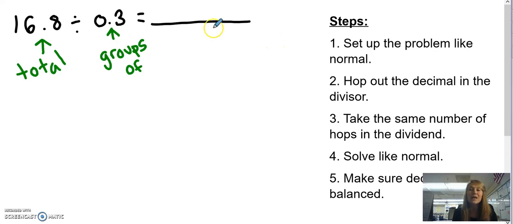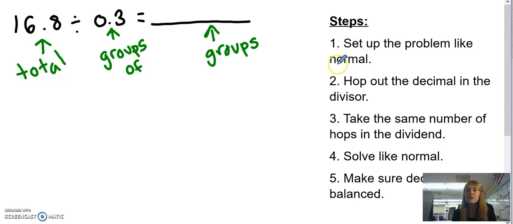So my answer is going to be the amount of groups. I'm searching for groups. So I know that I'm going to get a whole number as my answer because I'm going to count up the whole groups that I've created when taking my total and putting it into groups of 3/10. Now let's solve it using our steps.